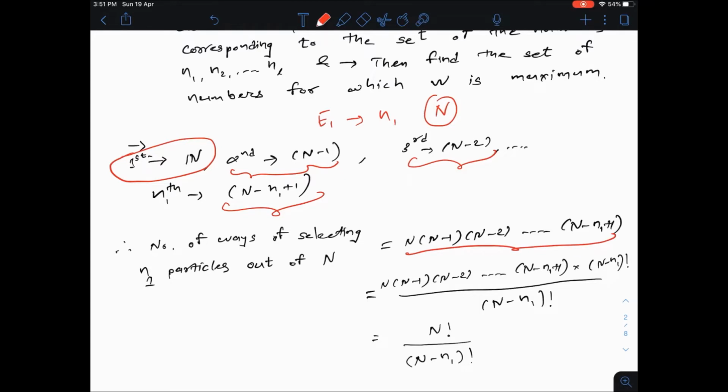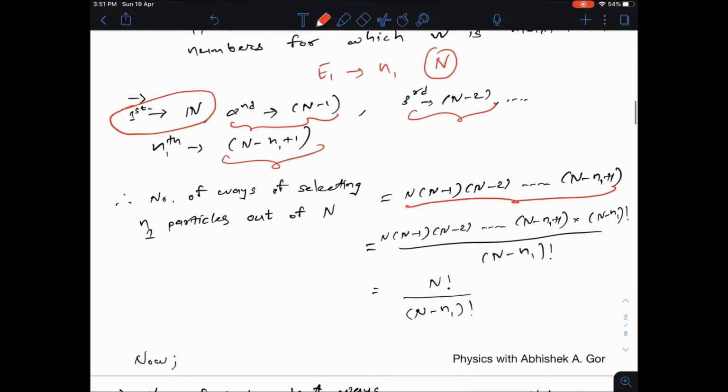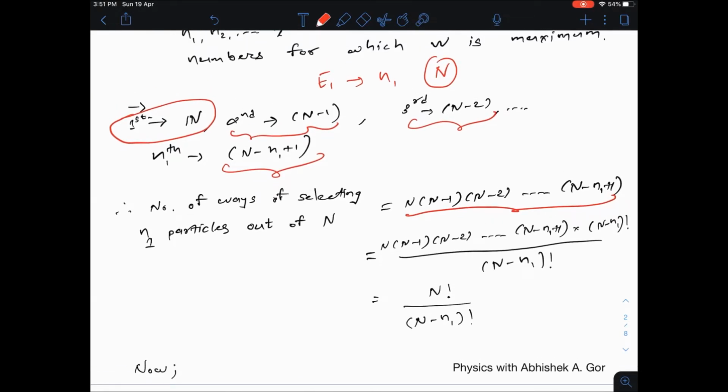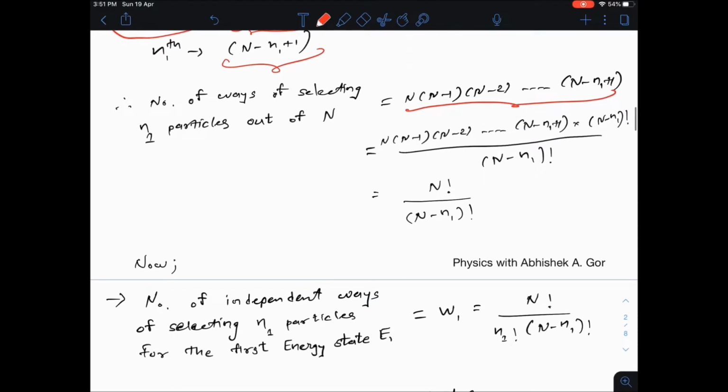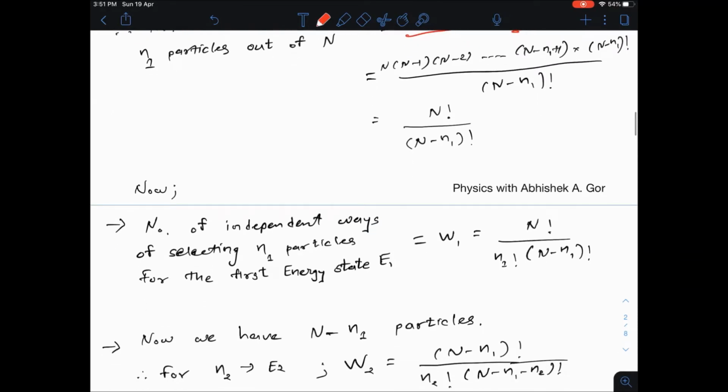Now multiplying and dividing this equation by N minus N1 factorial, we can see that the numerator becomes N factorial and the denominator is N minus N1 factorial. So this is the number of ways of selecting N1 particles out of N available particles. I hope you understood it. Now the number of independent ways of selecting N1 particles for the first energy state E1 is written as W1. It is nothing but N factorial upon N1 factorial into N minus N1 factorial. So this is very easy to understand. Clear?